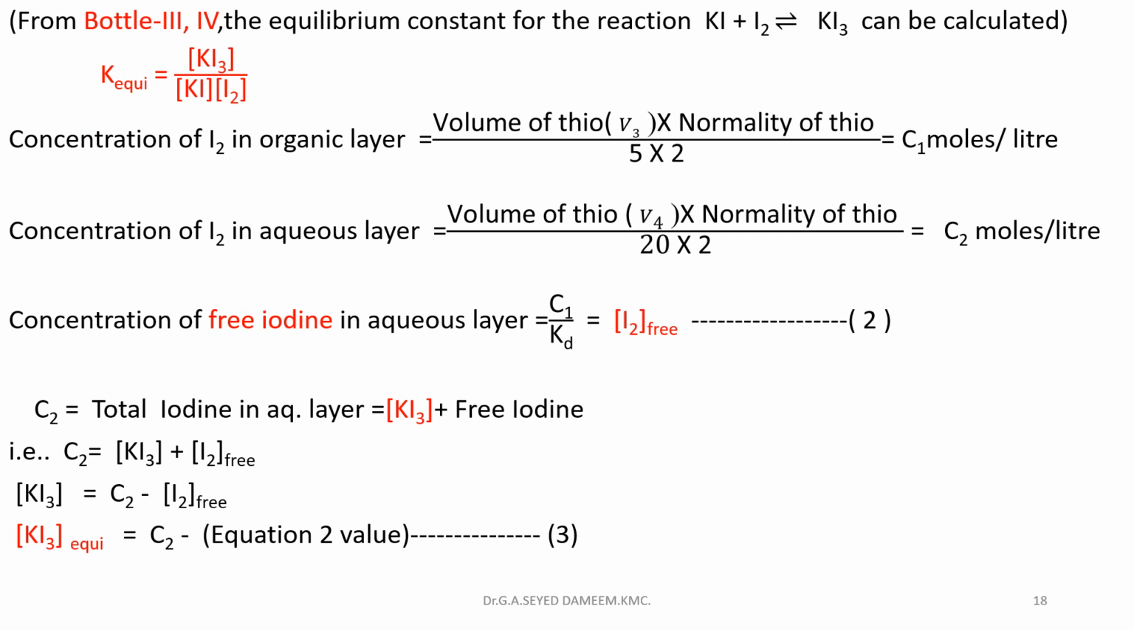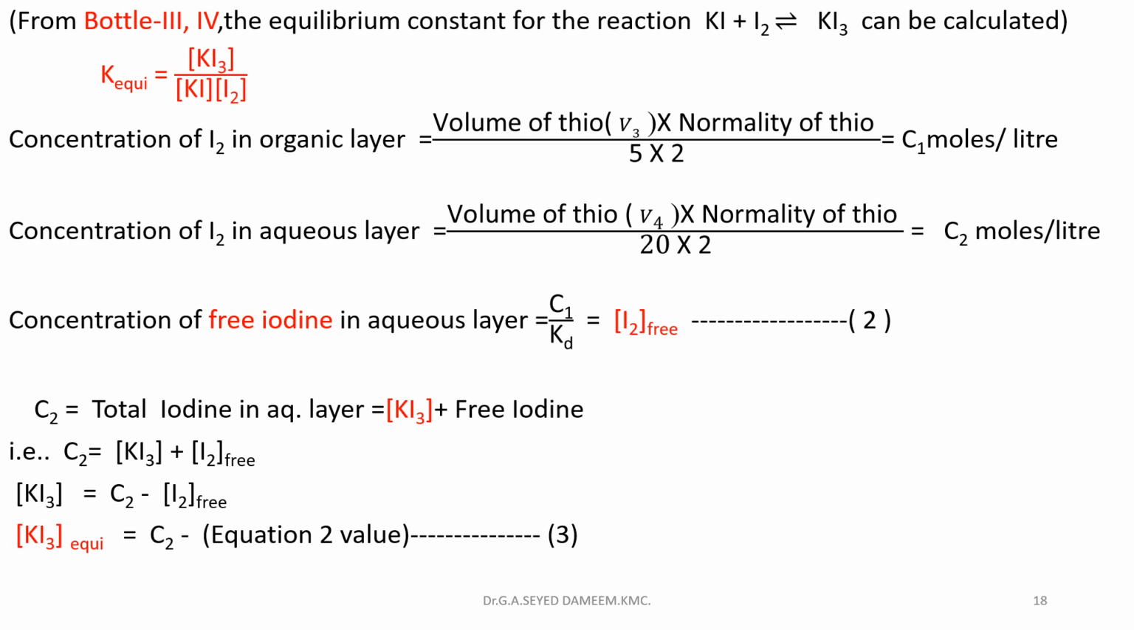From bottles 3 and 4, the equilibrium constant for the reaction KI plus I2 reversible KI3 is calculated. Now the equilibrium constant K is given by the concentration of KI3 at equilibrium divided by the concentration of KI at equilibrium and the concentration of iodine at equilibrium. Now the concentration of iodine in the organic layer is given by the formula volume of thio into normality of thio divided by 5, and to change the normality into moles per liter, it is divided by 2.